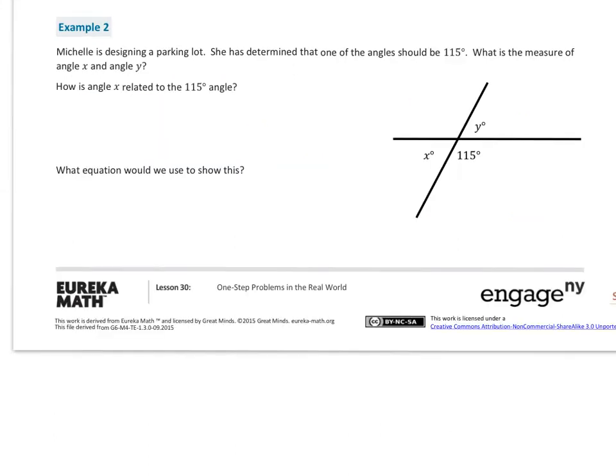So Michelle's designing a parking lot. She's determined that one of the angles has to be 115 degrees, so an obtuse angle because it's bigger than 90. So what's the measure of angle x and y?